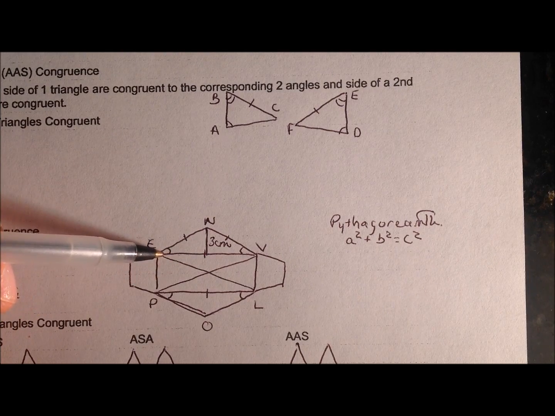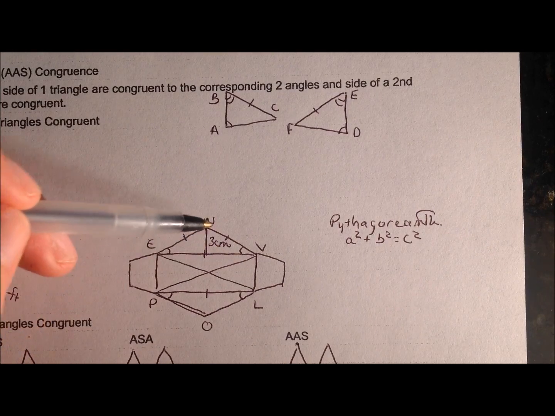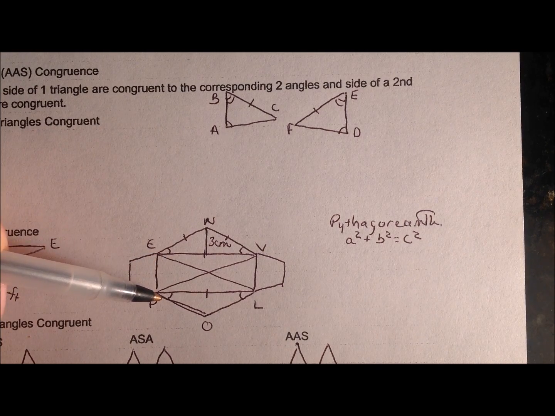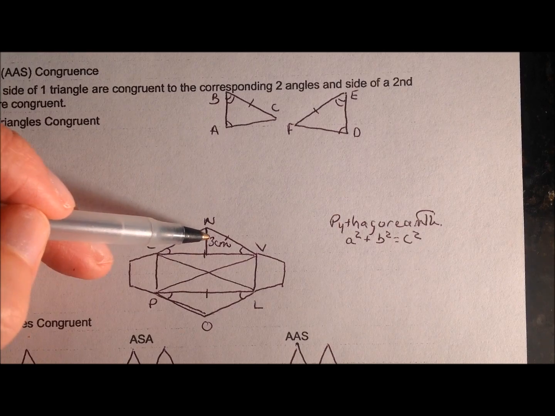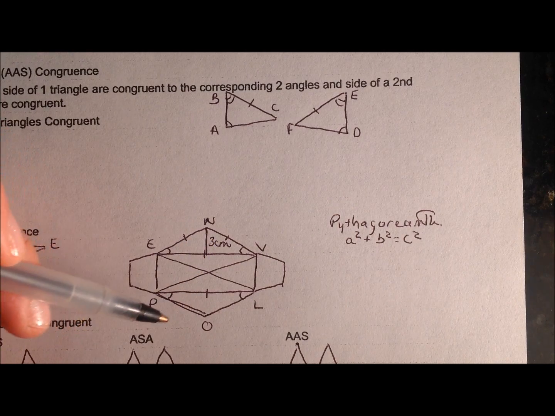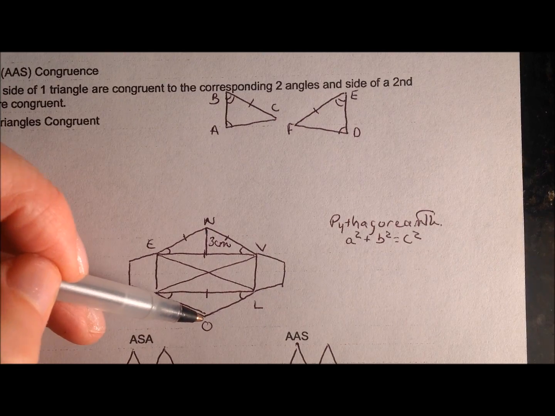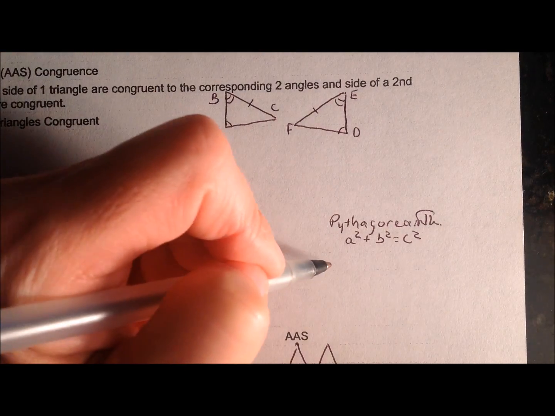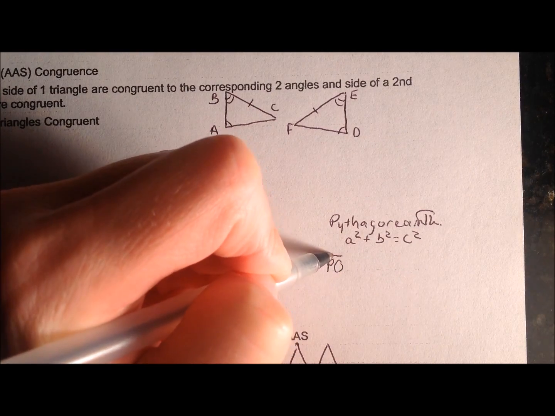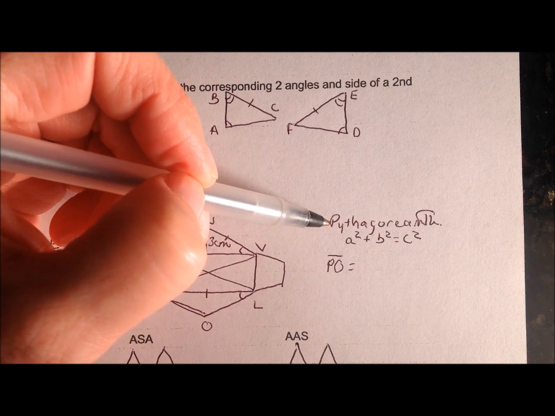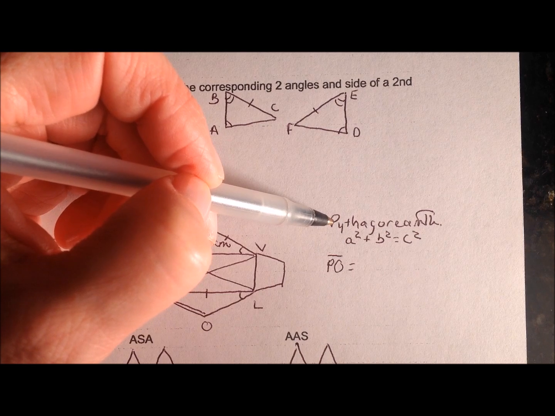It gives us that angle NEV is congruent to NVE. And we have these triangles as being congruent triangles. But my question for you is, what is the length of segment PO? I want to know its length. And I'm going to give you a hint. Use the Pythagorean theorem. Now, the Pythagorean theorem is a theorem for right triangles.